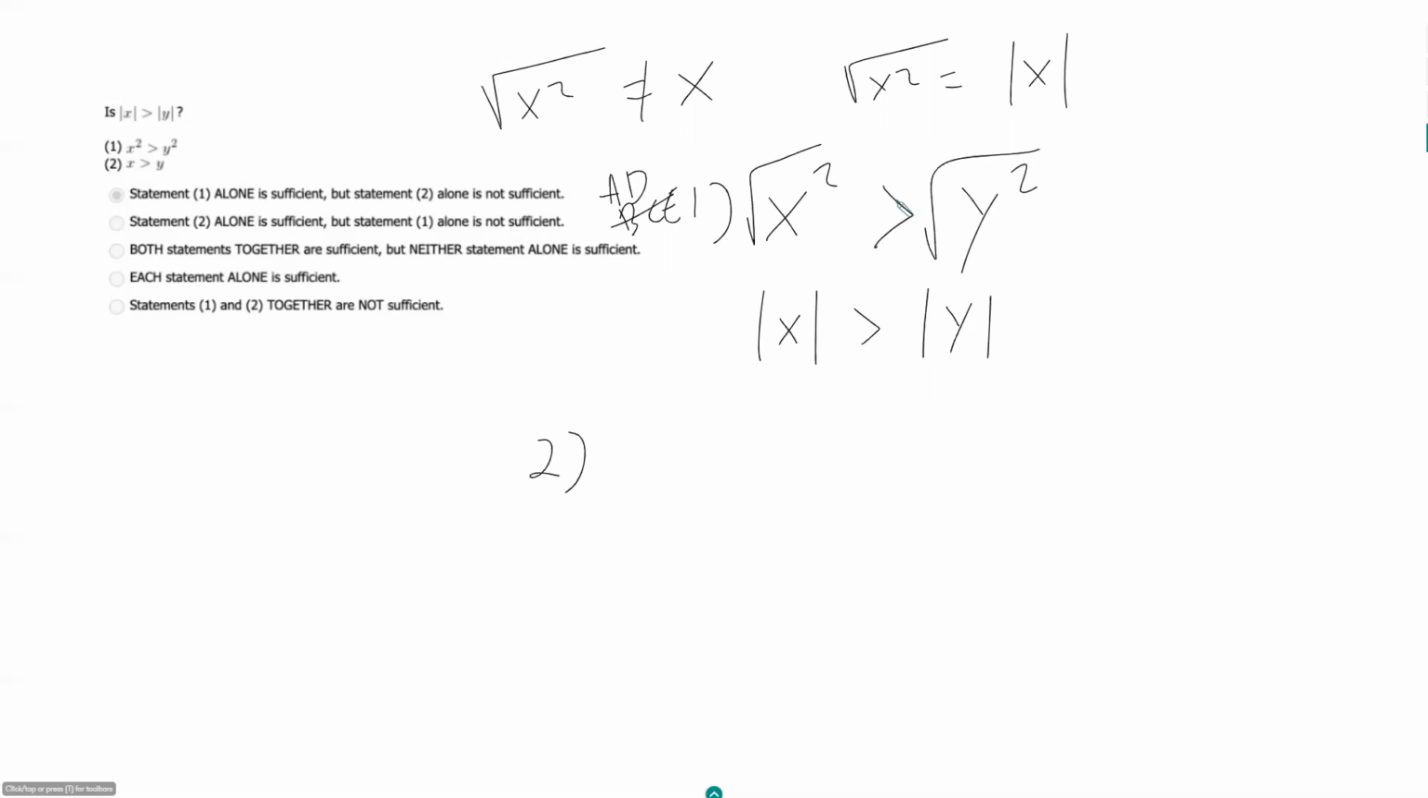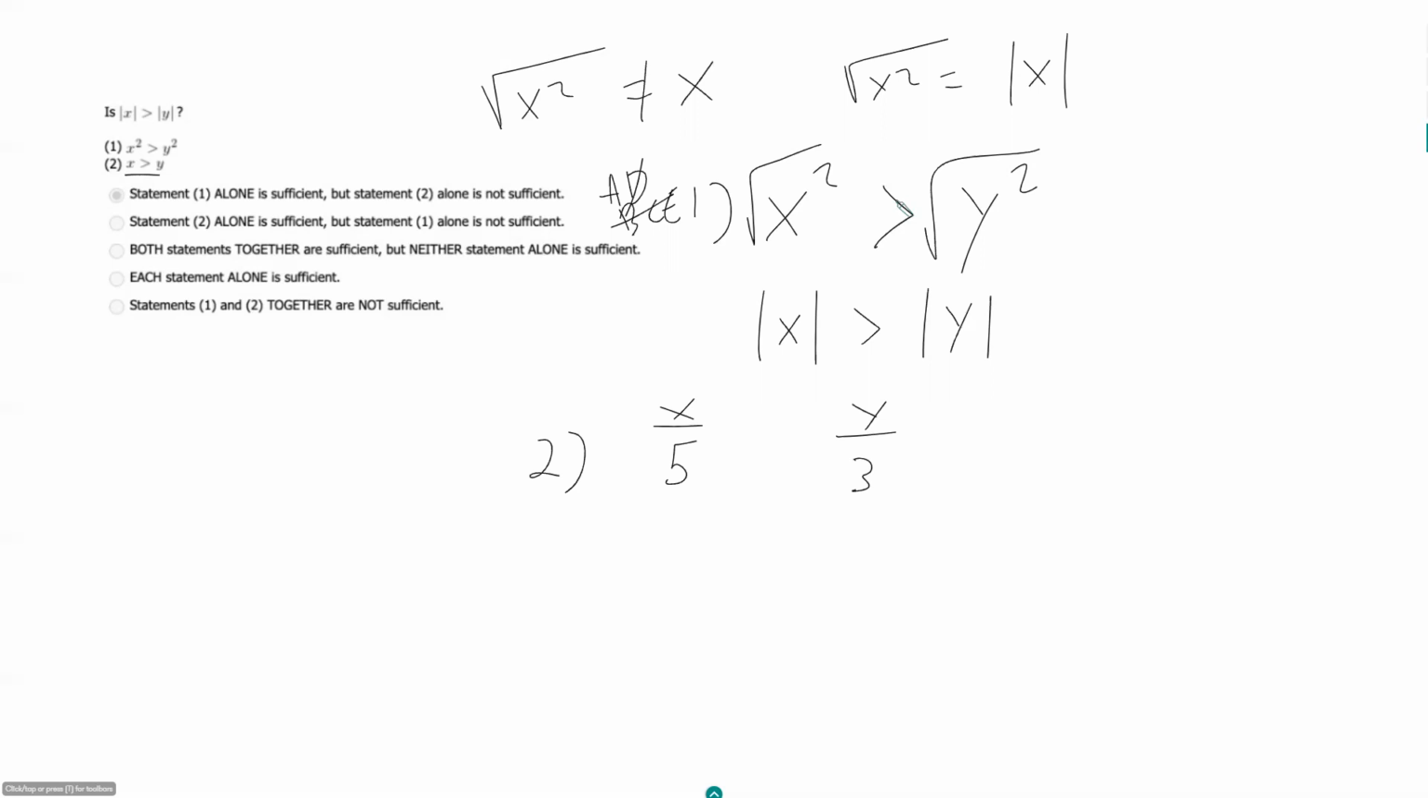Statement 2: x is greater than y. So here, this is going to be insufficient, I can tell, because this still takes into account, or could take into account, the signs of x and y. So, for example, we could have x equal to 5 and y equal to 3, in which case the absolute value of 5 is greater than the absolute value of 3.